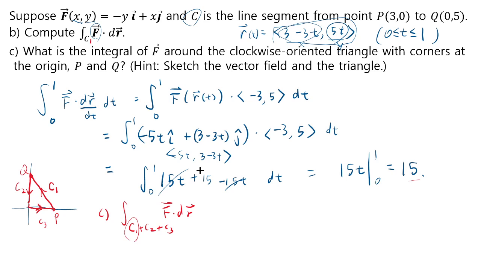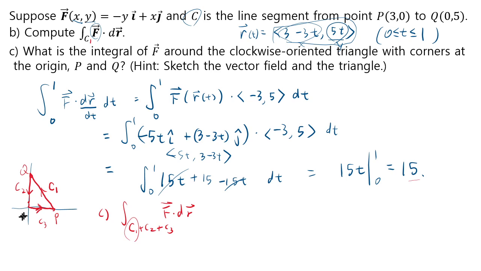At this time you might think, okay, in order to figure out C2 and C3, you could use the same strategy to parameterize this line and also that line, which is perfectly fine. You could do it that way. But the hint says, sketch the vector field and the triangle. Well, what is this vector field?